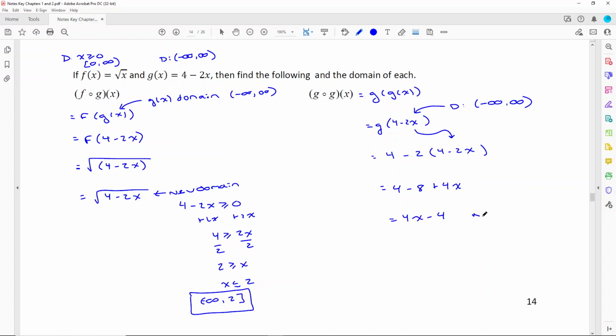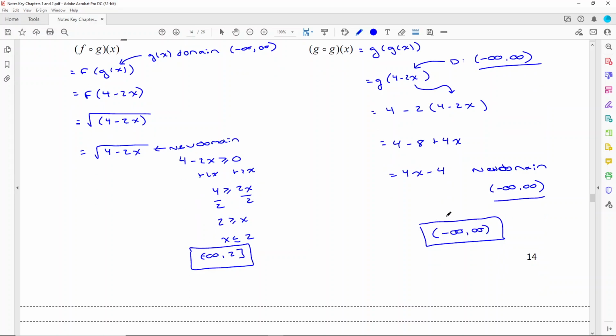Now I check for my new domain, which, because there's no radicals or denominators, is still negative infinity to infinity. So I include the old domain, or the inputted domain, plus the new domain, and I can say that my overall domain is negative infinity to infinity.